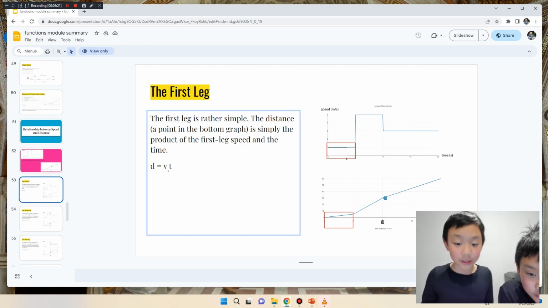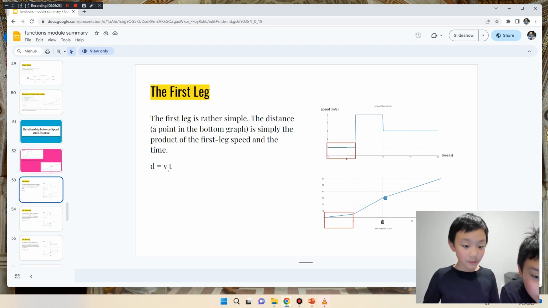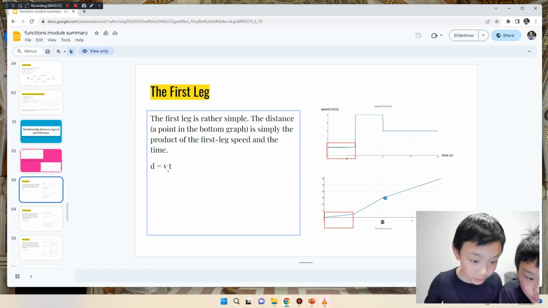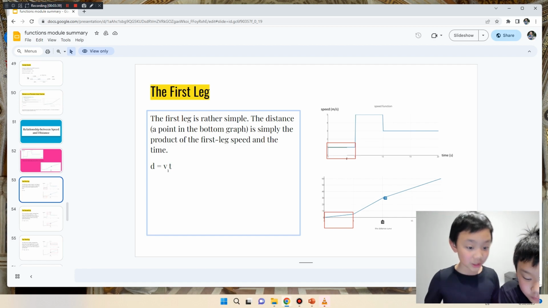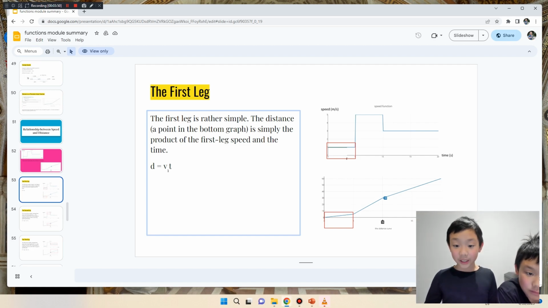An example is, since the first leg is 1, V1 is 1. Let's say you did it for 3 seconds. So it's 1 meter per second, that's V1, times the time, which is 3 seconds, which is t. So 1 times 3 is 3. So distance equals 3, and it's somewhere here. The distance when the time equals 3 is 3.